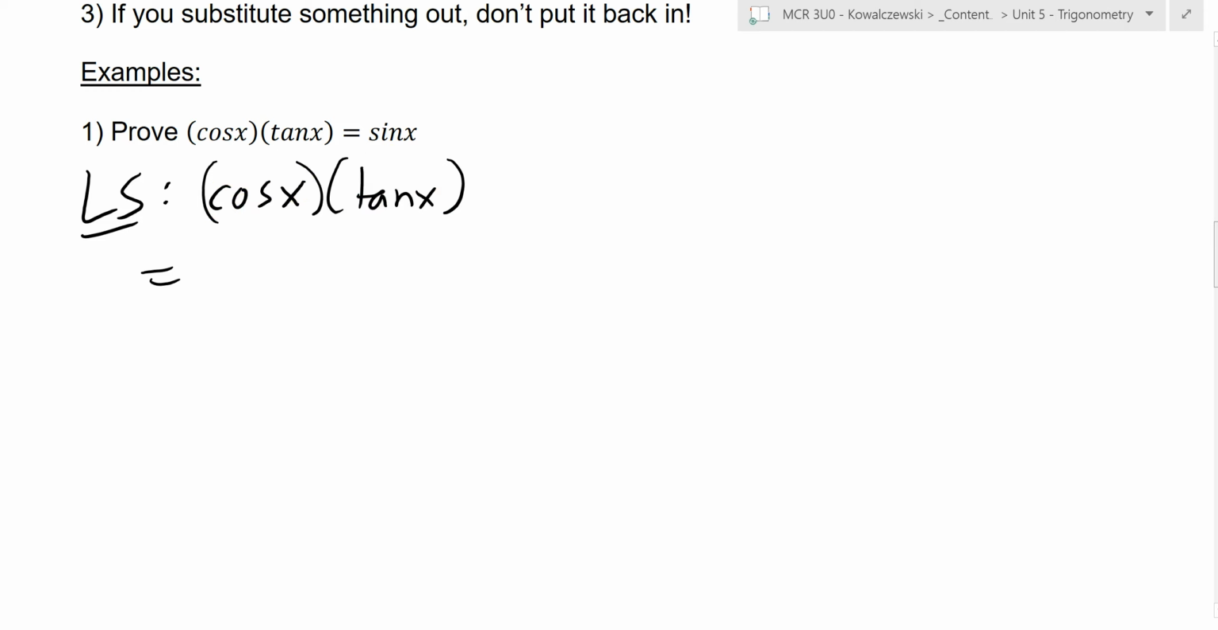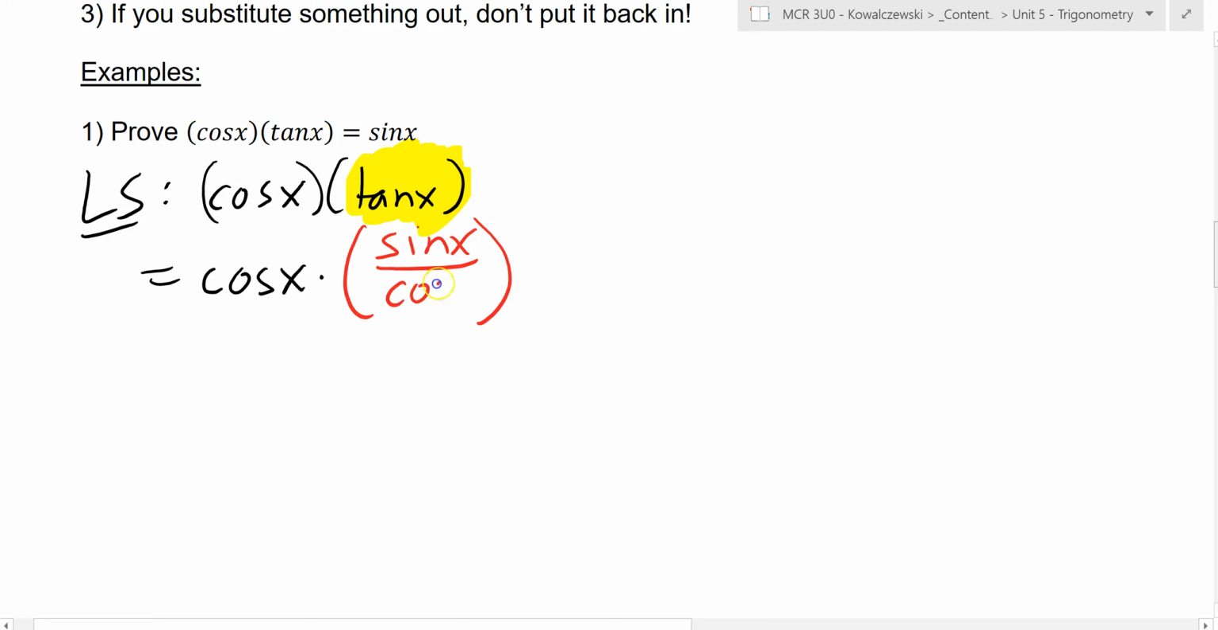Well, remembering the two identities we just saw, there's something I can put in the place of tangent. So what we'll have here is cosine x, but then times, instead of tangent x, sine x over cosine x. Now that I've substituted that in, I can simplify as much as I can. Well, I'm going to get cosine x times sine x divided by cosine x. Those cosine x's divide out, and all I'm left with is sine x.